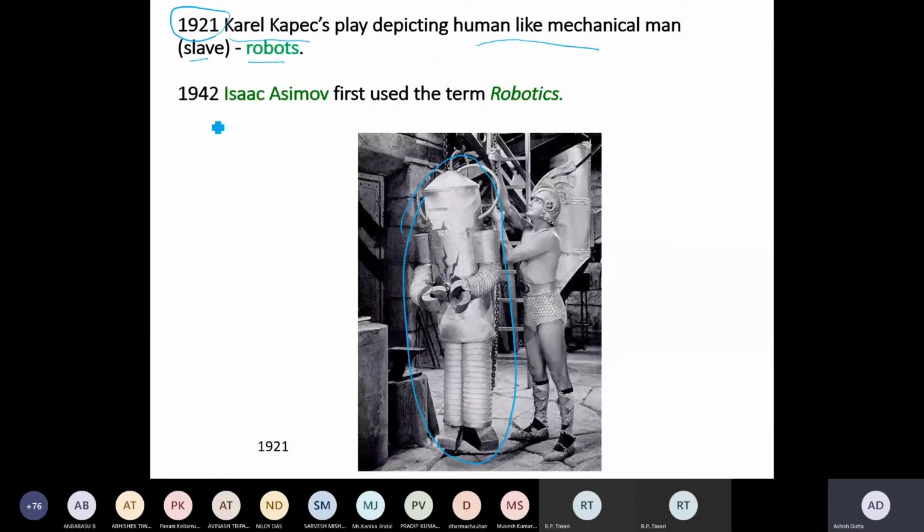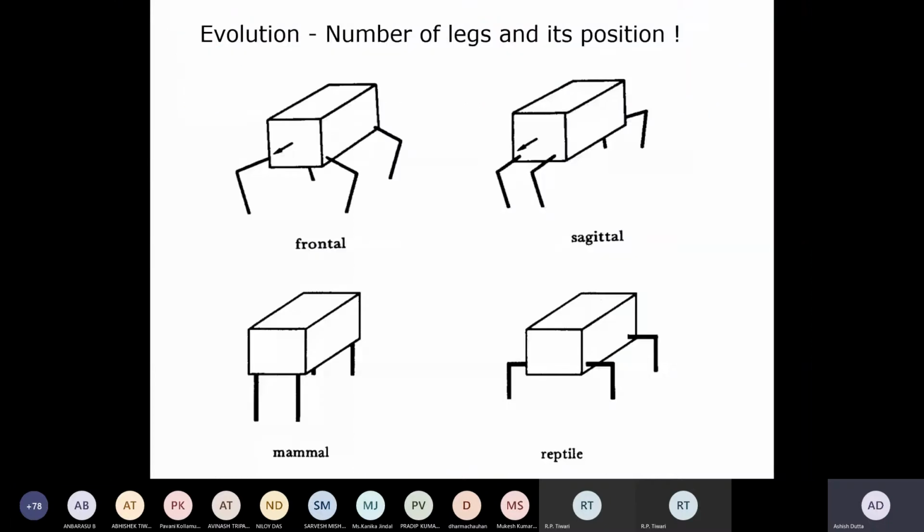Okay. Then comes Isaac Asimov, 1942. He first used the word robotics, where he talked about how in future there will be a subject called robotics. And if you read his books, most of them are basically to do with humanoids. Okay? And humanoids are again bipedal systems only. So historically, bipedal systems have been in robotics for a very long time. Of course, till 1950, there are no robots. So this is all science fiction. Okay? But it is bipeds.